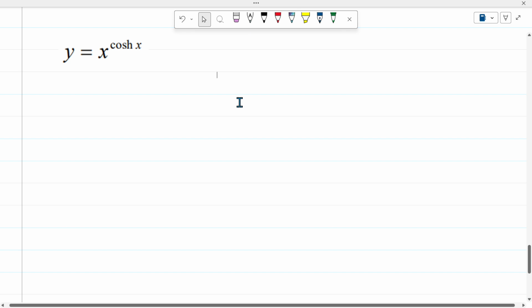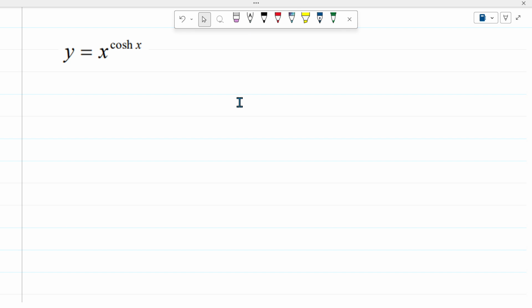Alright guys, now we have y which equals x to the power hyperbolic cosh of x. So we are required to find dy/dx in this equation. We can see that we have a function to the power function on our right hand side there. So for us to simplify this, we just need to know that we can introduce logarithms on both sides. So this is just going to be the natural log of y equals the natural log of x to the power hyperbolic cosh of x.